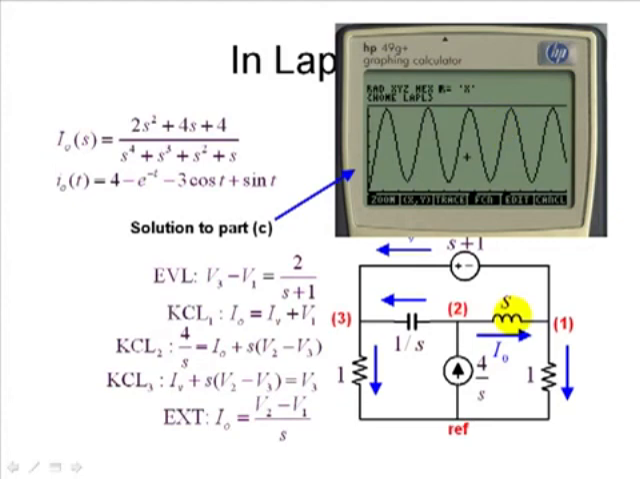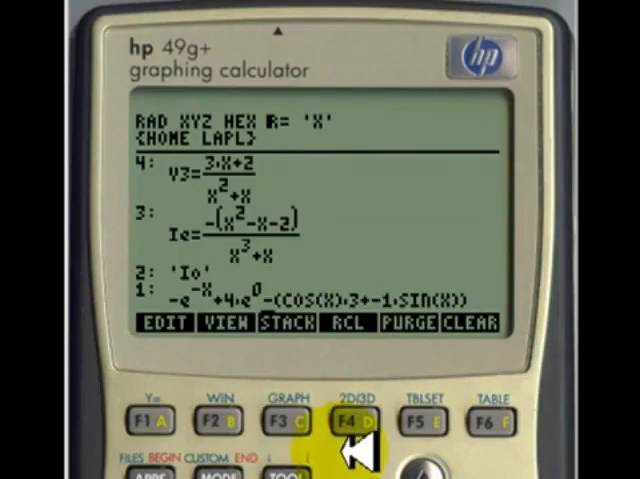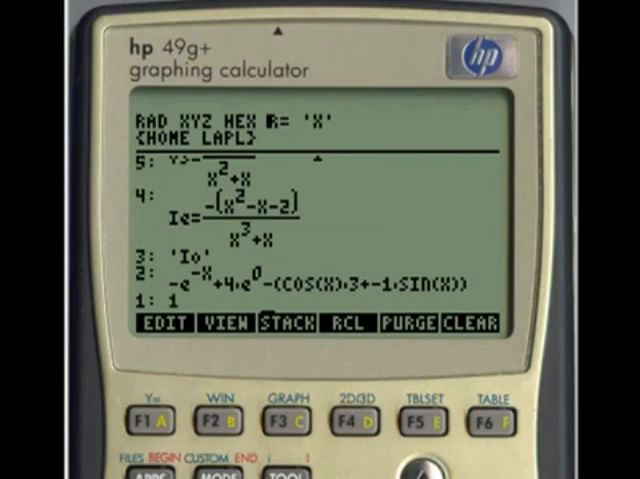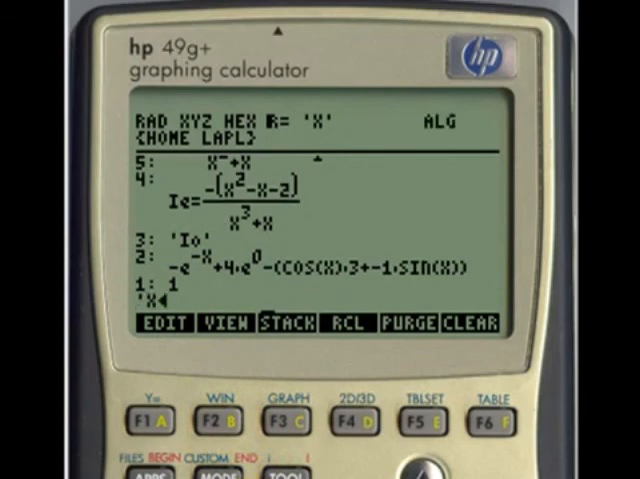Last, we need to determine what is the value of that current at t equals 1. Now I want to evaluate this expression at t equals 1. That is, x has to be equals to 1 here, there, and there. A quick way of doing this is this one. I create a variable with the value 1 and give it the name x. 1, enter, apostrophe x, store.